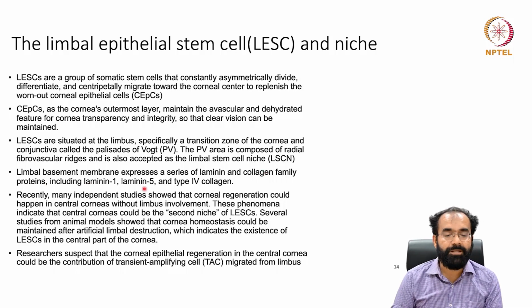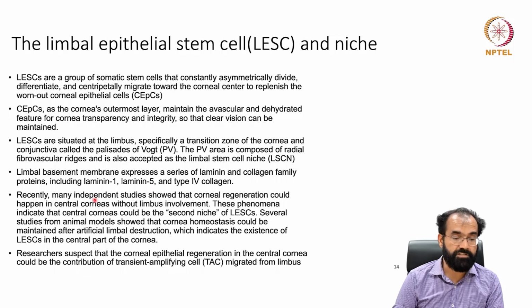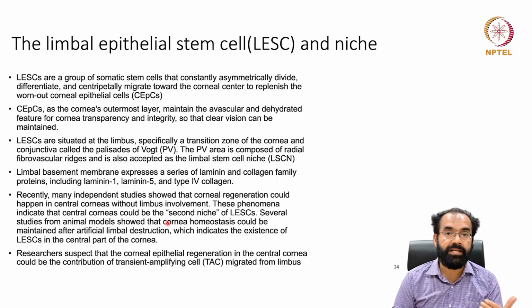The limbal basement membrane expresses a series of ECM proteins, laminin and collagen family proteins, including laminin 1, laminin 5, and type 4 collagen. Recently, many independent researchers have shown that corneal regeneration could happen in the central cornea without involvement of the limbus. These phenomena indicate the central cornea could itself be a second niche of the LESCs.